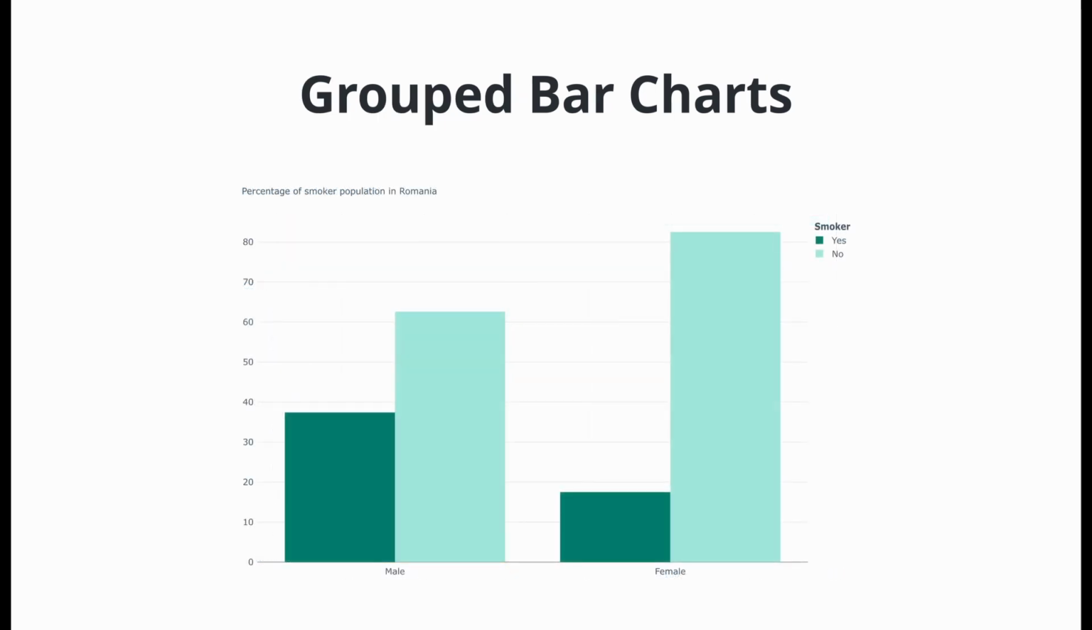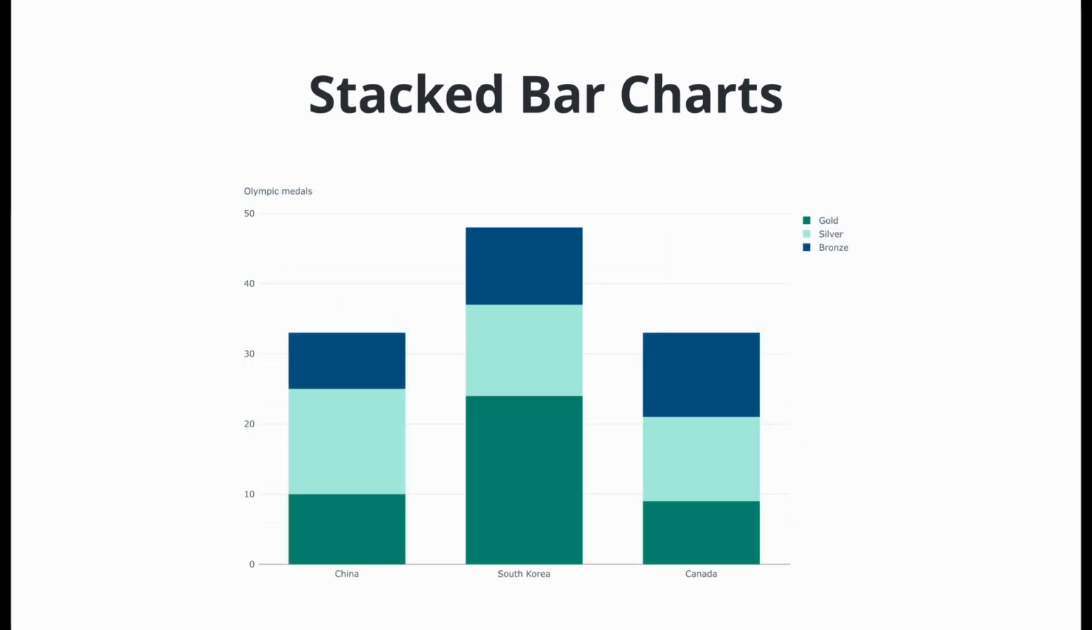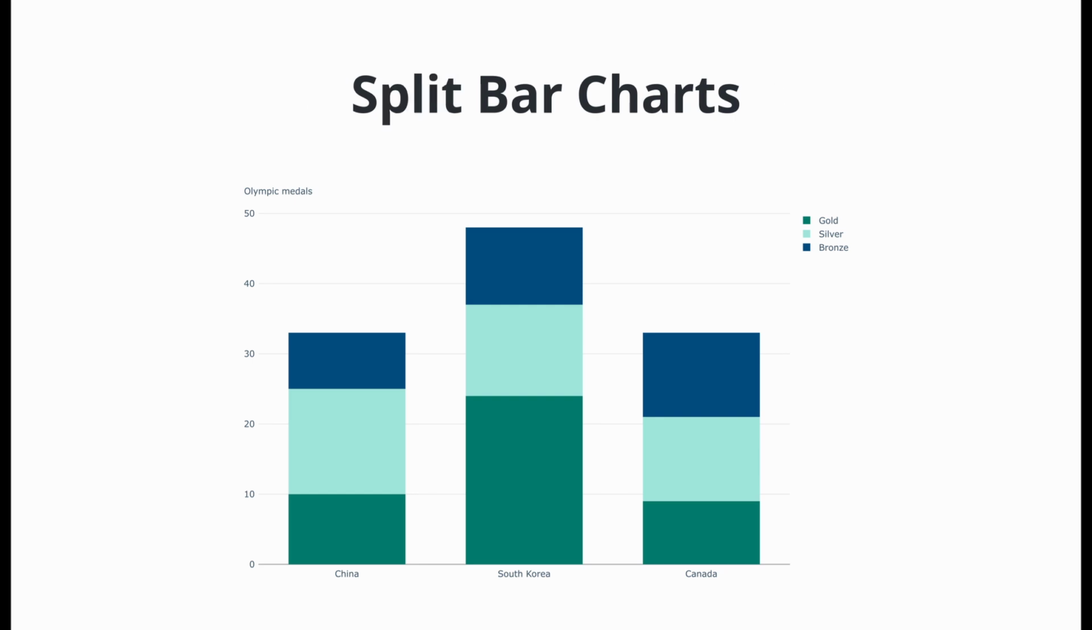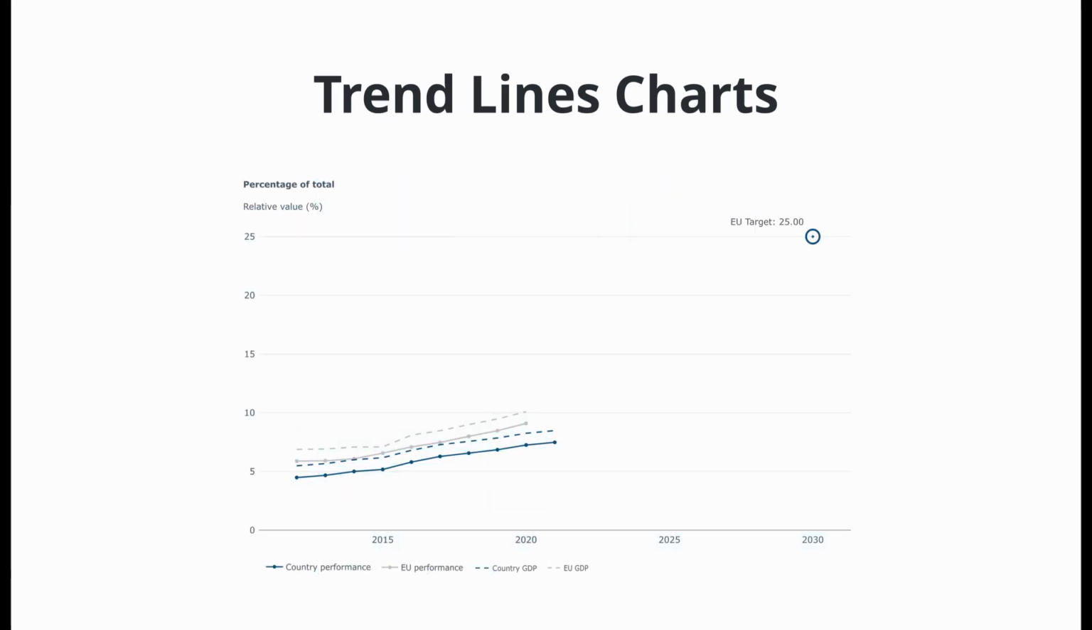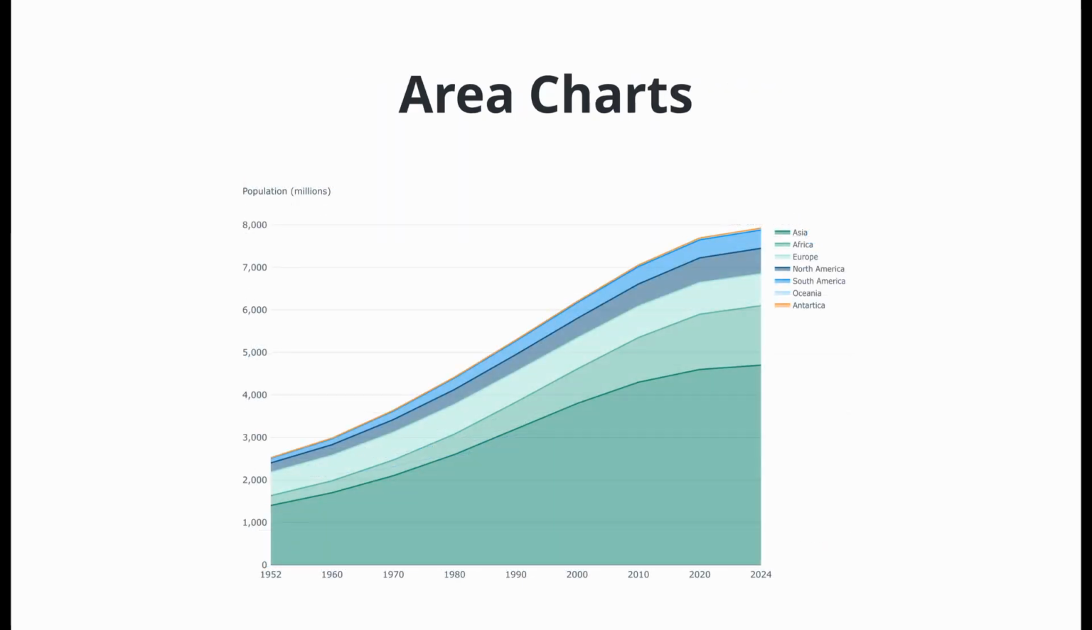Grouped bar charts to compare multiple categories side by side. Stacked bar charts to show the composition of a whole. Split bar charts to compare 2 sets of data side by side. Trend lines charts to show how data changes over time, often with a line indicating the general direction. Area charts to show cumulative totals or proportions over time.